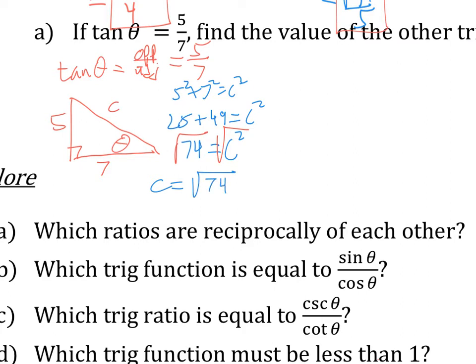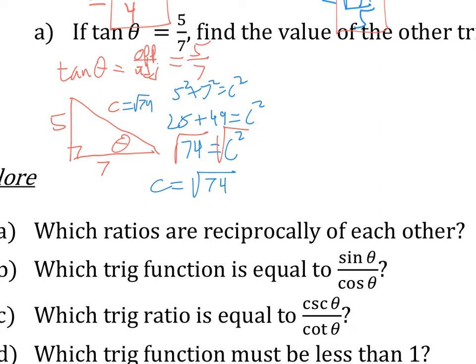Let's see, does 4 go into there? Actually, no, it doesn't. So no 4s, and there's no perfect squares. 36 doesn't go in there, so nope. All right, can't simplify it. C is the square root of 74.